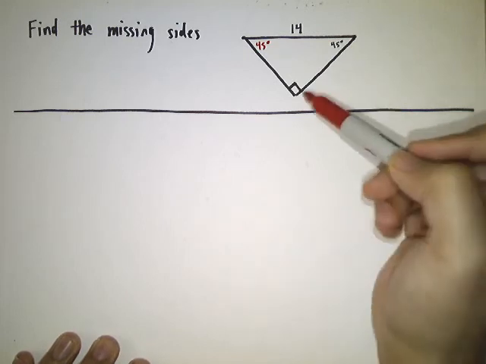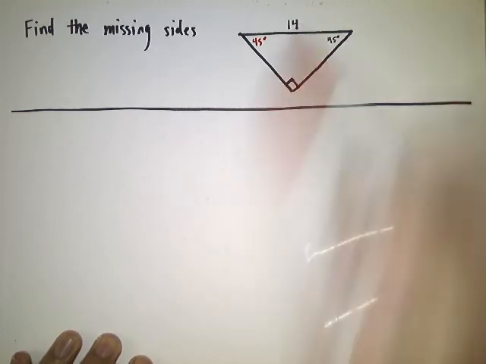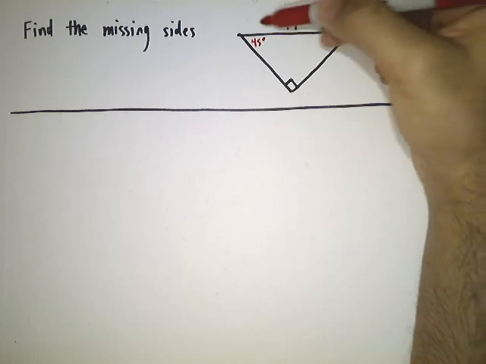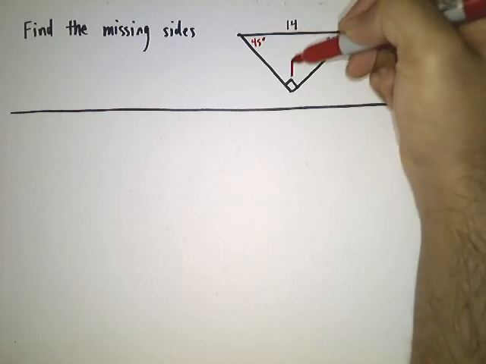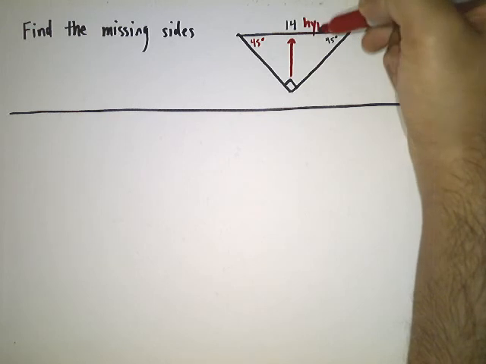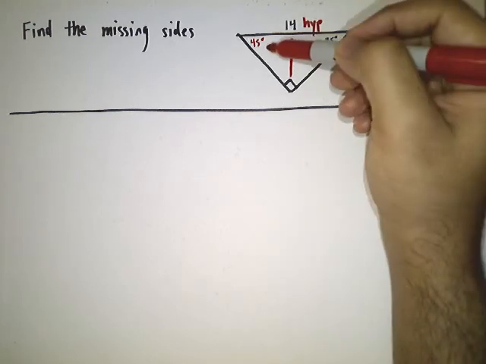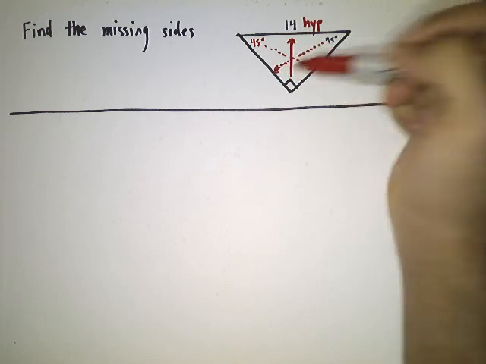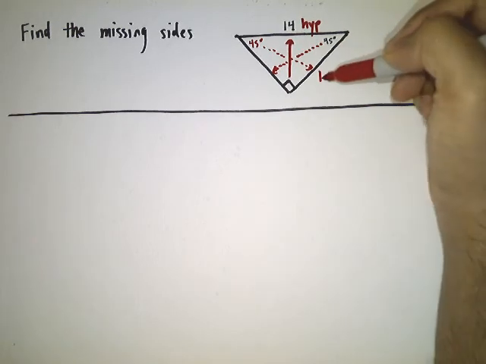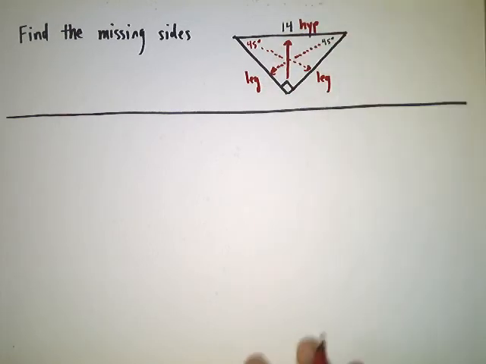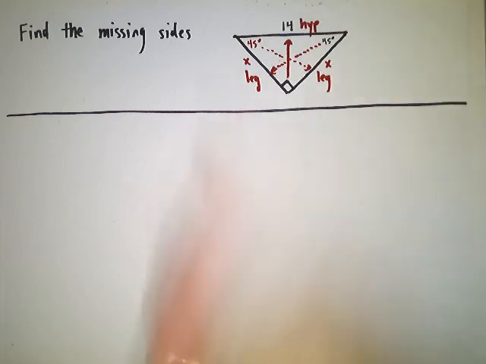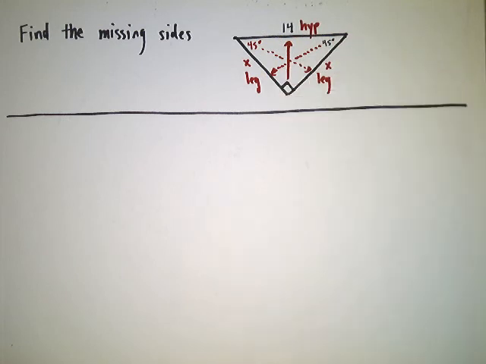Good. And we know that opposite this 90-degree angle is a side that's 14 units long. Since it's opposite the 90-degree angle, that's going to be our hypotenuse. And these two sides, since they're opposite the 45-degree angles, are going to be our legs, the legs of our 45, 45, 90. But we don't know how long they are. For now, call them x, and we'll figure out how long that x is. So we can see right now we have a 45, 45, 90 right triangle.